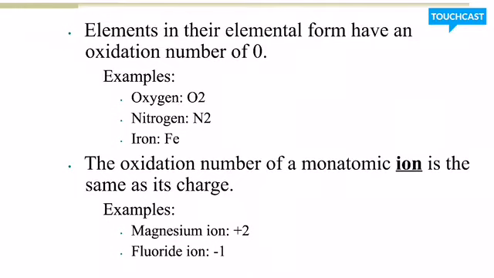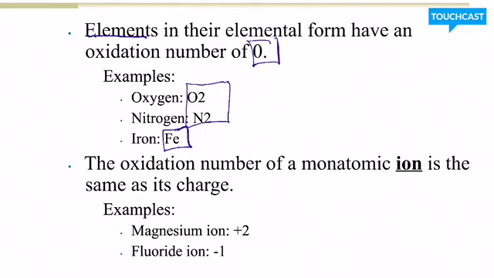Whenever you have an element in its elemental form, you automatically assign it an oxidation number of 0. And I gave you some examples. Remember, your diatomic gases, like oxygen, nitrogen, fluorine, chlorine, bromine, the list goes on and on, those diatomic molecules have an oxidation number of 0. So try to remember diatomic molecules have an oxidation number of 0. And then finally, metals in their singular form, in their natural state, also have an oxidation number of 0. So bottom line, elements have an oxidation number of 0.